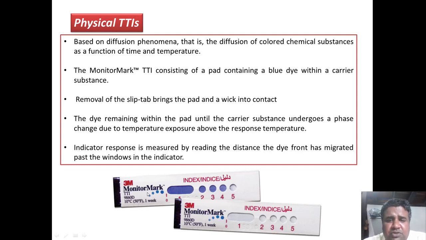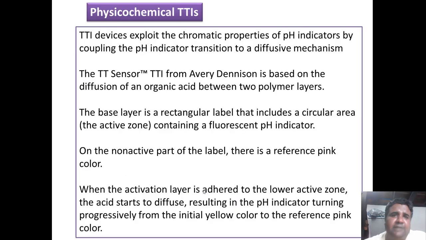This dye starts diffusing, so it will travel to point 1, 2, 3, 4, 5. So the distance traveled gives a direct relationship to how long, or you can say how much temperature, it has been exposed to. This is the working principle of this diffusion, the working principle of this physical TTI.